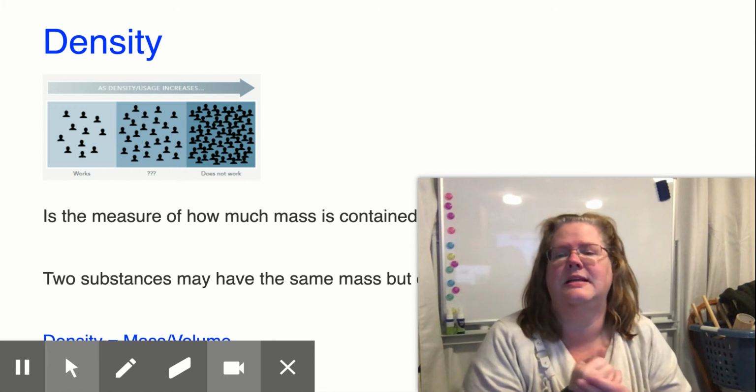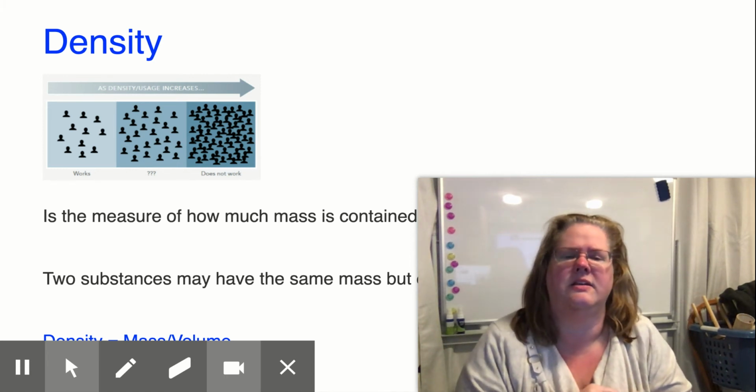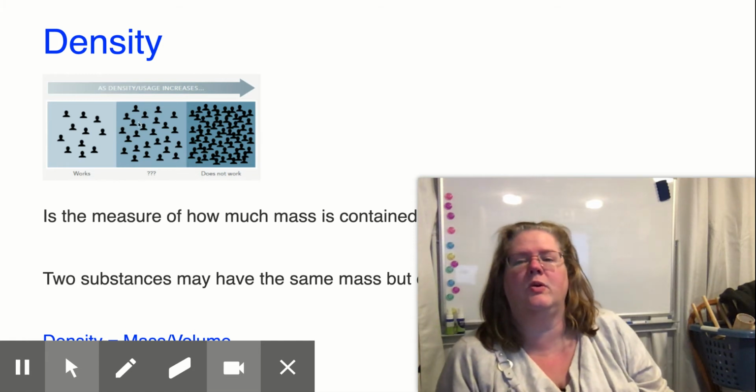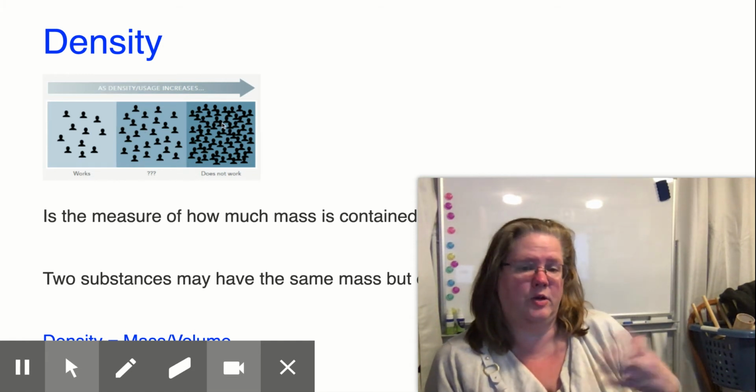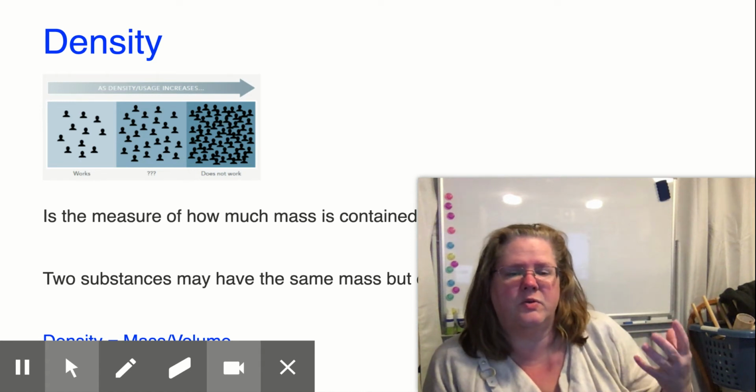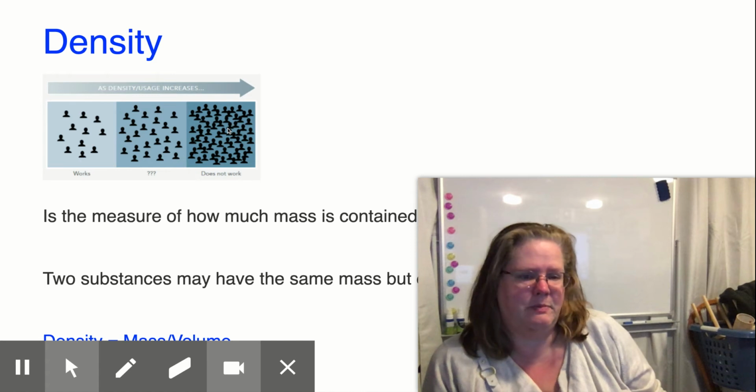Okay, so now we're going to look at density. Think of the density of the classroom. Right now, it's not very dense, right? We have very few people compared to what we normally have, compared to what if we squeezed your parents plus you all in for an orientation night or curriculum night, we become much more densely packed.